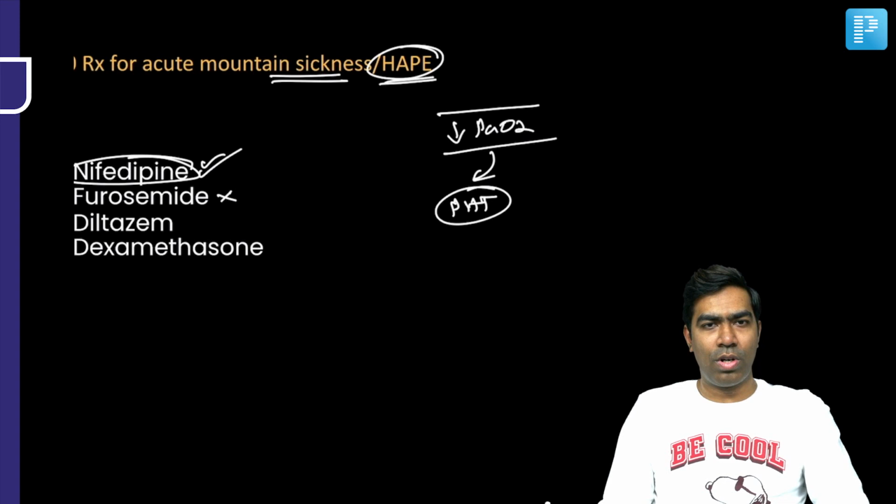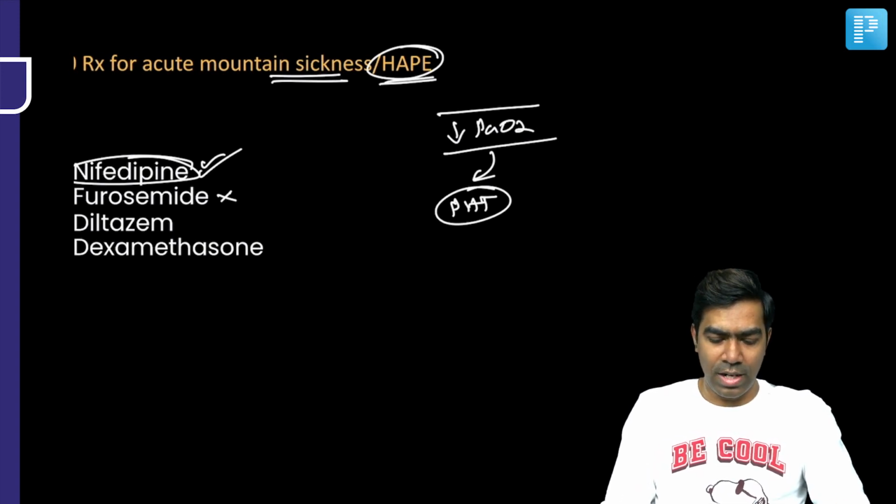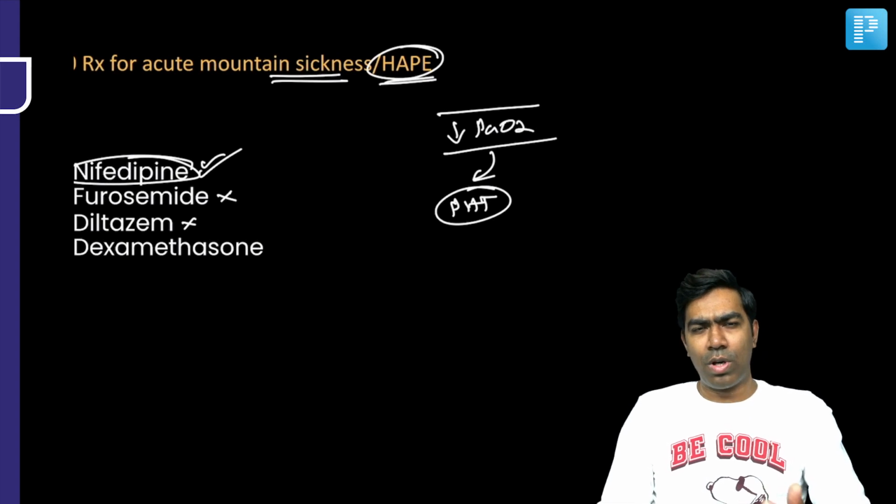Furosemide has absolutely no role. It's going to cause further problems by causing metabolic alkalosis. Acetazolamide, at least to some extent, can produce metabolic acidosis that can be beneficial, but furosemide is not at all going to be beneficial. Diltiazem has a very, very poor vasodilatory effect.